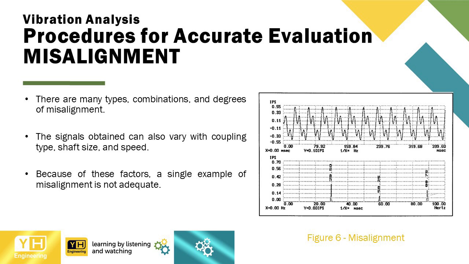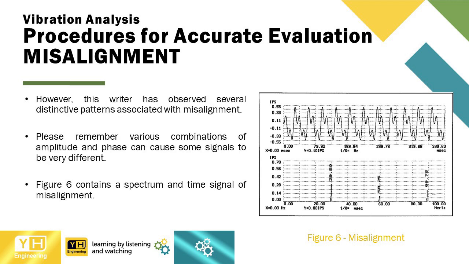The signals obtained can also vary with coupling type, shaft size, and speed. Because of these factors, a single example of misalignment is not adequate. However, this writer has observed several distinctive patterns associated with misalignment. Please remember various combinations of amplitude and phase can cause some signals to be very different. Figure 6 contains a spectrum and time signal of misalignment.